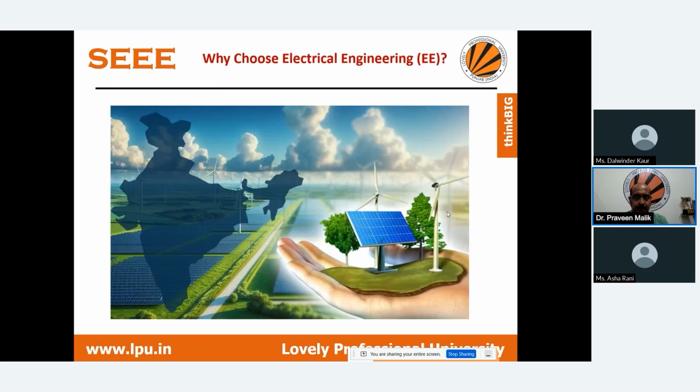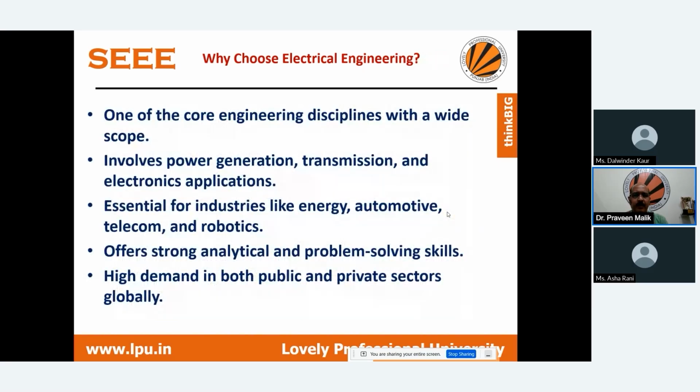Okay, now the two basic or principal branches are BTech EE and Triple E. So I will discuss why you should choose BTech EE. It is one of the core engineering disciplines with a wide scope, and it is essential for industries like energy, automotive, telecom, or robotics also. It also offers strong analytical and problem-solving skills. And yes, it also involves power generation, transmission, and electronic applications.